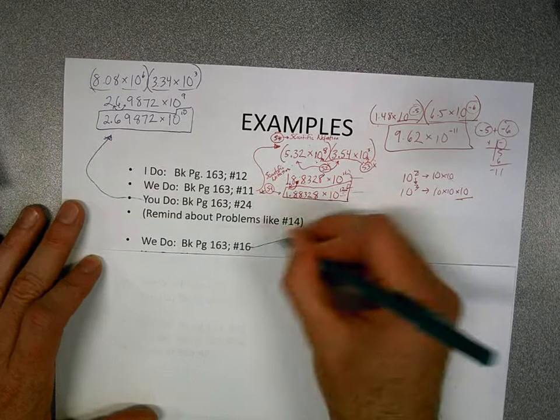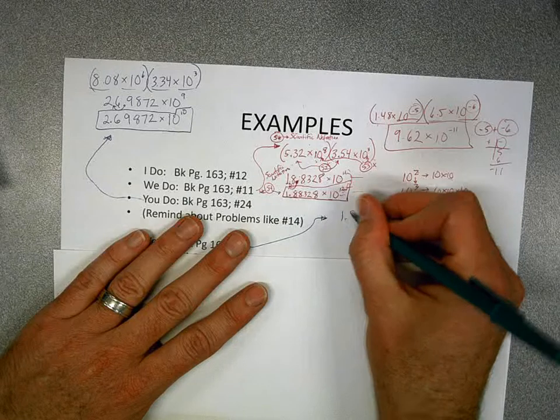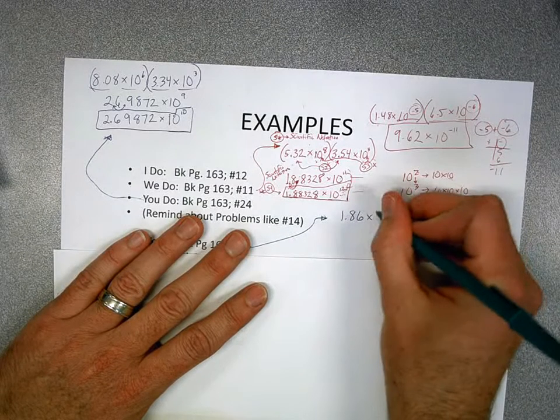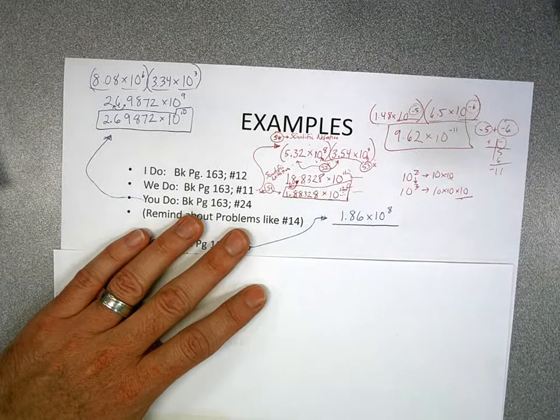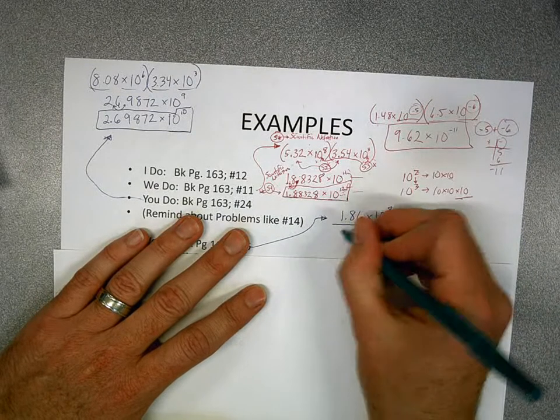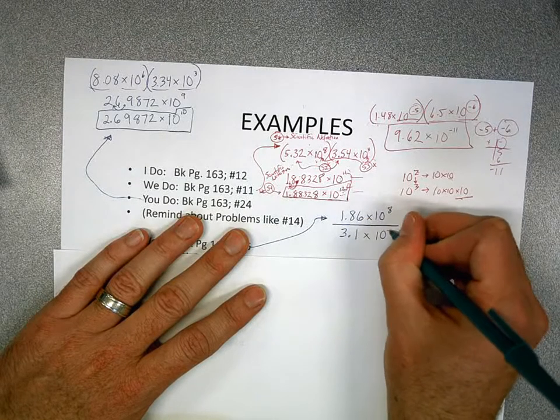Let's take a look at problem 16. We have 1.86 times 10 to the 8th power divided by, right? It's a big division sign, basically. It looks like a fraction, but we're going to figure it's division. 3.1 times 10 to the negative 4th.